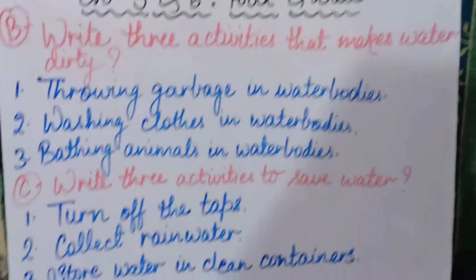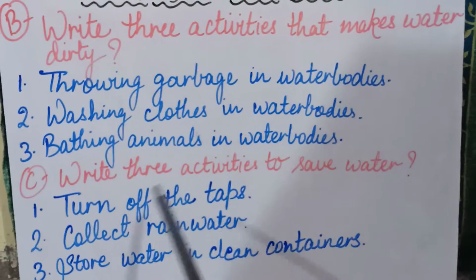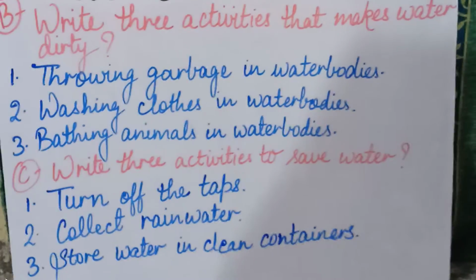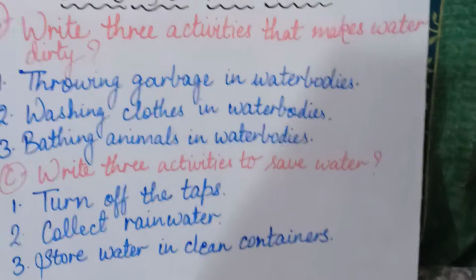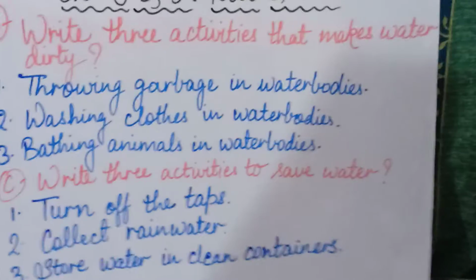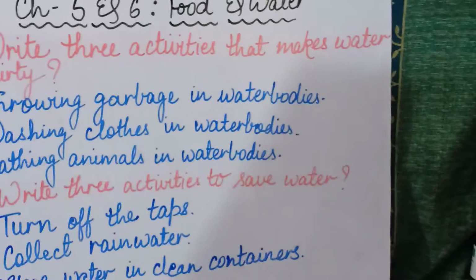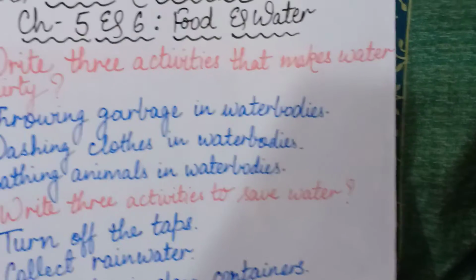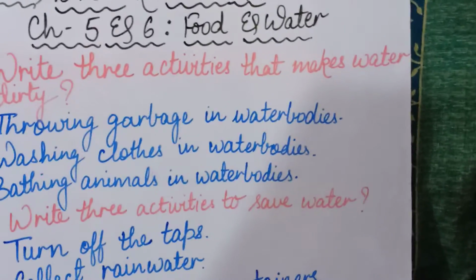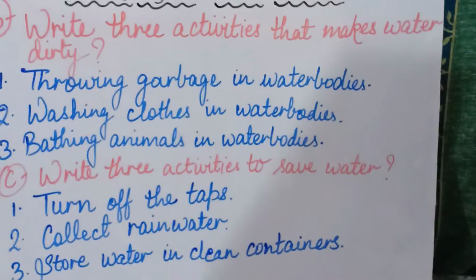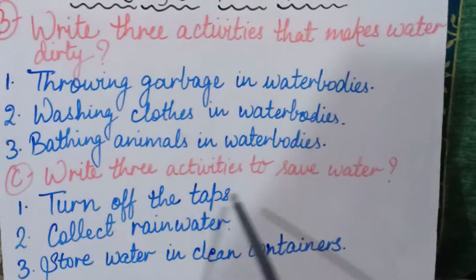Now coming to the next part, that is the C part: write three activities to save water. Here you have to write down three activities which are useful to save water. हमें ऐसी कोई भी थ्री एक्टिविटीज बतानी है जिससे हम वाटर को सेव कर सके, बचा सके. OK, so the first is turn off the taps.